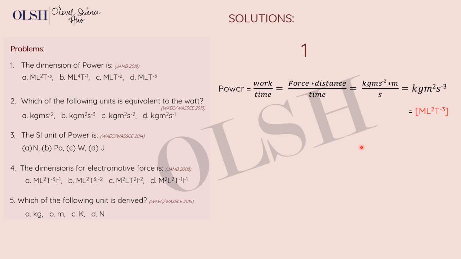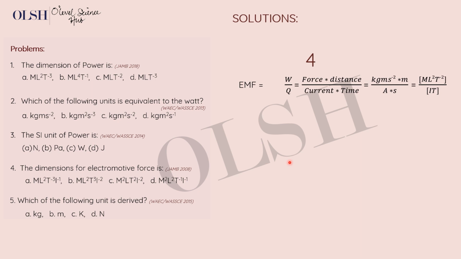Okay, so we move on to the fourth question. For the fourth question we have the dimension for electromotive force, so we need to find what that is. We have EMF to be equal to work over charge. So work is force times distance, charge is current times time. So force times distance gives us kilogram meters per second squared times meters, all over amps times seconds. If we convert this to its dimensions, we have work to be M L squared T raised to the power minus 2, and we have amps seconds to be I T.